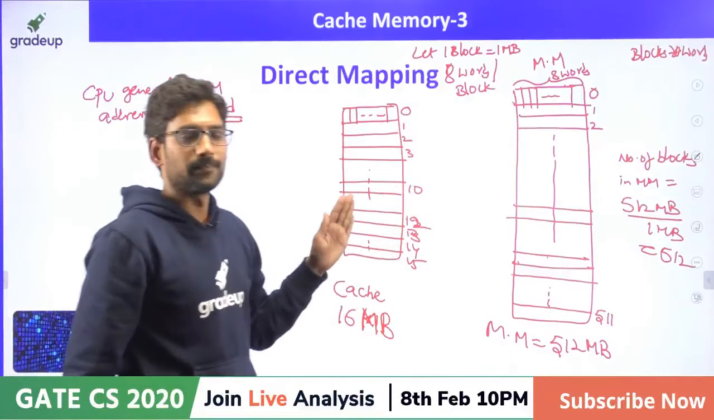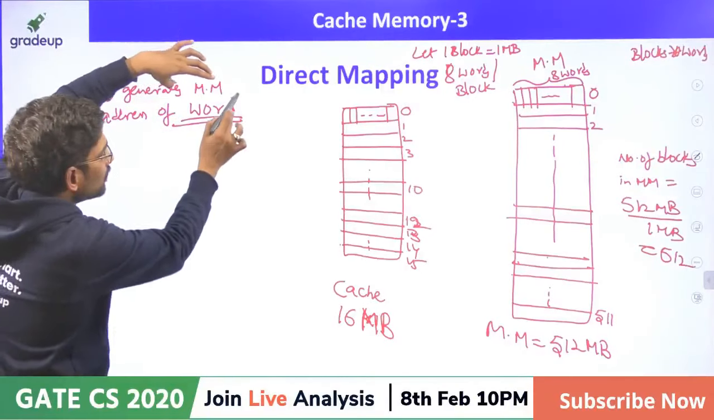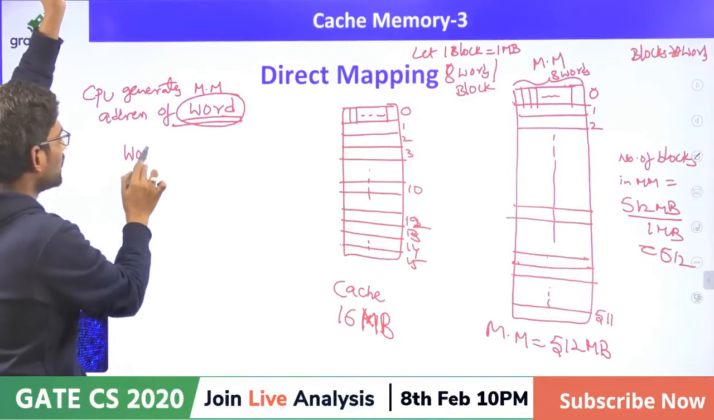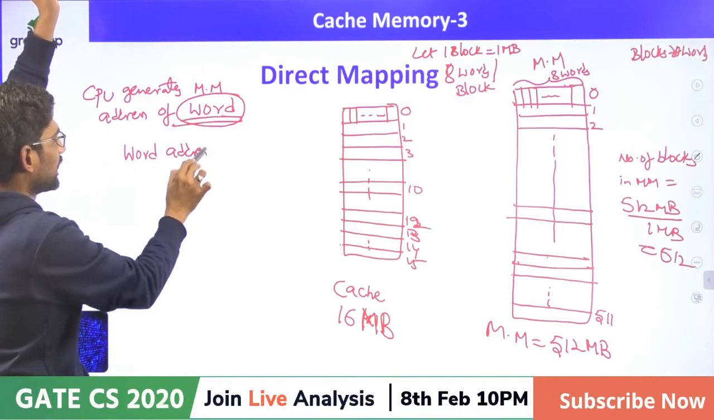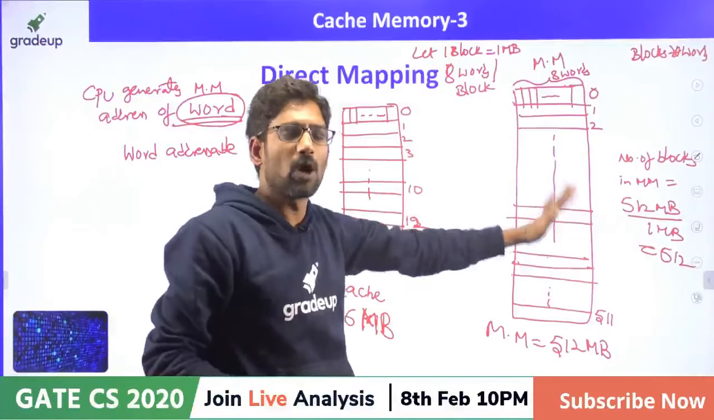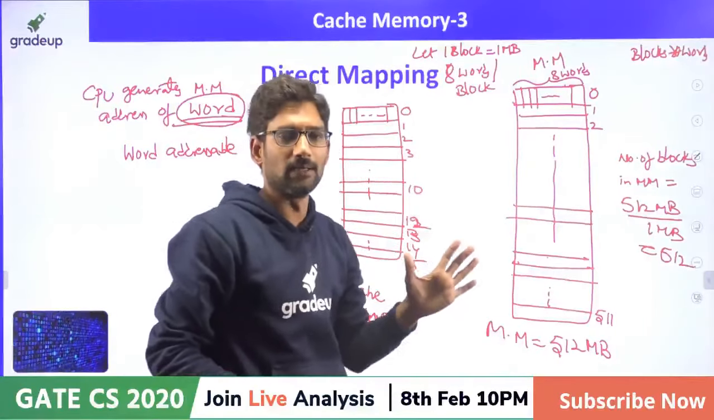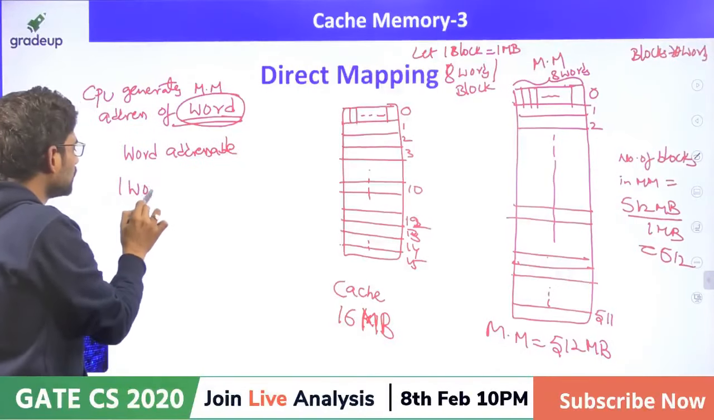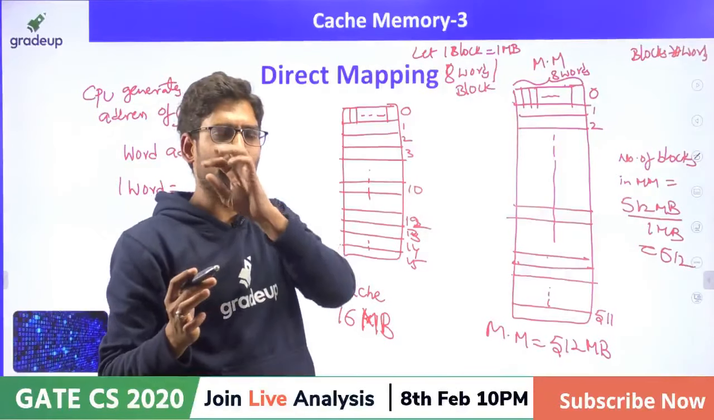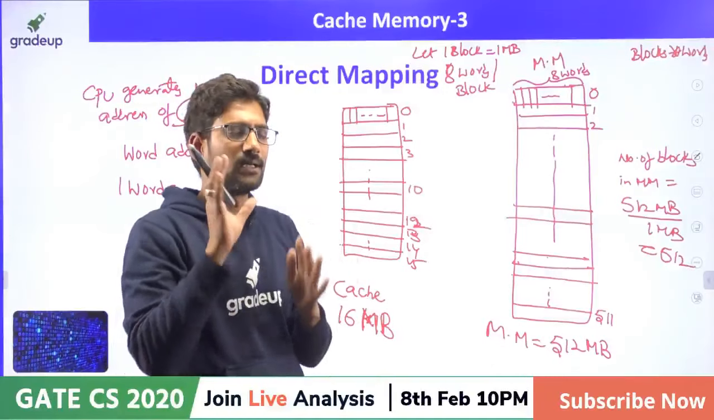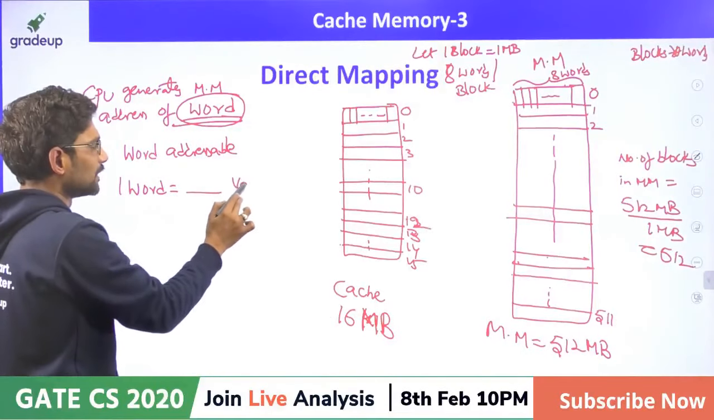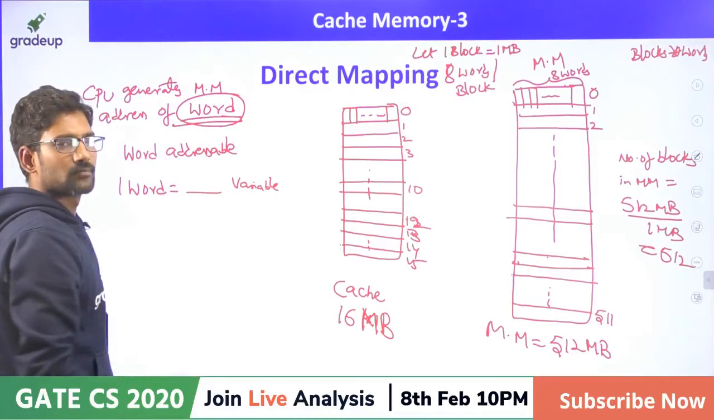Okay. Now, CPU requests one word at a time with a word address. So by default main memory will be what addressable? Word addressable. What is one word equal to? One word is equal to how much? That varies from computer to computer, processor to processor. What is that word length? It varies. It is not fixed. It is variable.